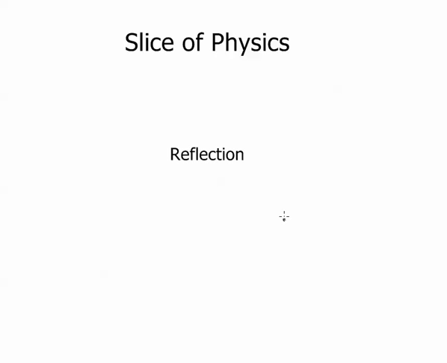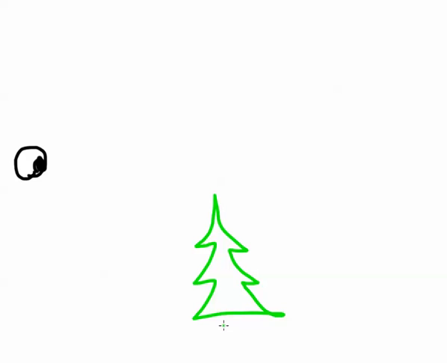In this slice of physics, I'm going to talk about light and reflection. So the first question is how we can see things at all. If I'm over here, and this is my eye, and let's say I want to look at a tree. So here's a tree. And then up here is the sun.